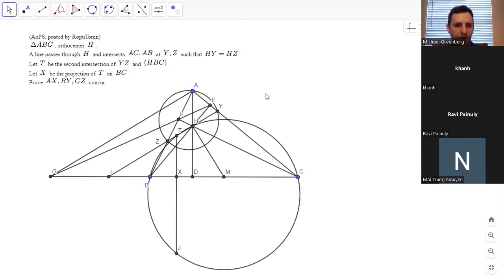Yeah, that seems like a good idea. Trying to show this cross ratio is 1. So if this were 1, what could we project through?